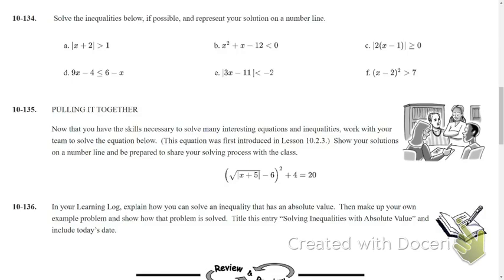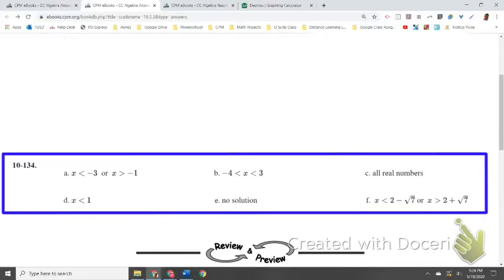Hopefully you have finished all of these, and I'm going to show you the answers now. All right, for the sake of time, I'm not going to go through every single one of them, but I will display the answers for you guys. Hold on one second. All right, and there are your 6 solutions for 10-134. And again, if you have questions, or you'd like me to go over any one of them in detail, I will be more than happy to do so. Just contact me or join our Google Meets, and we'll go over them.